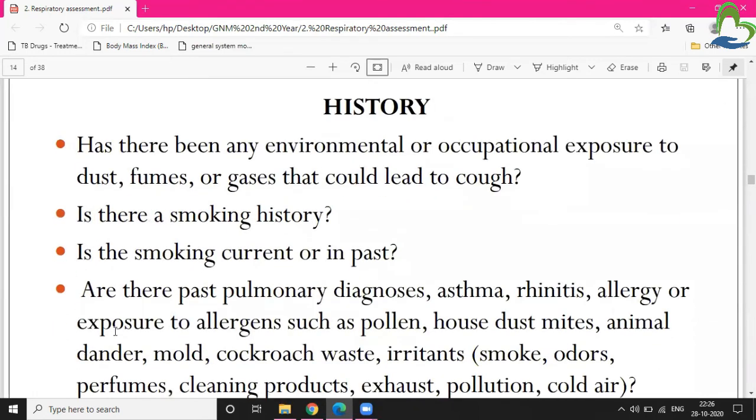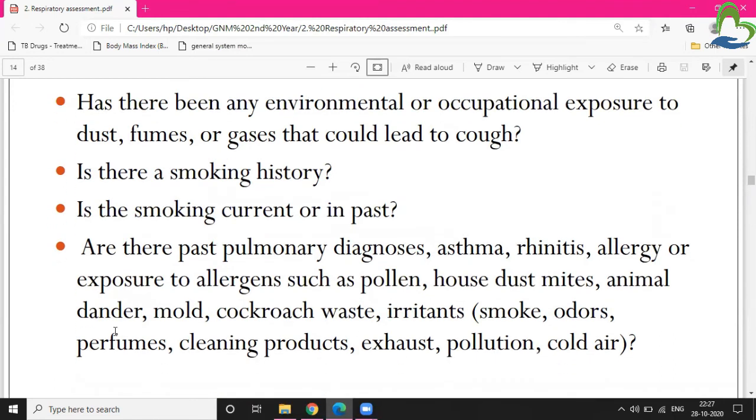Has there been any environmental or occupational exposure to dust, fumes, or gas that could lead to the cough? We can ask the patient about this also. Is there a smoking history? Is the smoking current or in the past? We can also ask if they are continuously being a passive smoker. Passive smoking is like if somebody is smoking and we are nearby, so that smoke will be inhaled by us also. So we need to ask the patient about that history also.